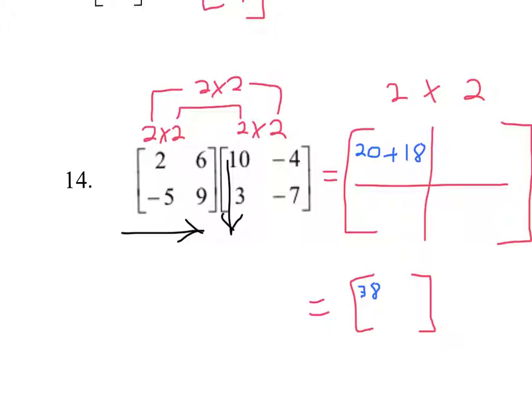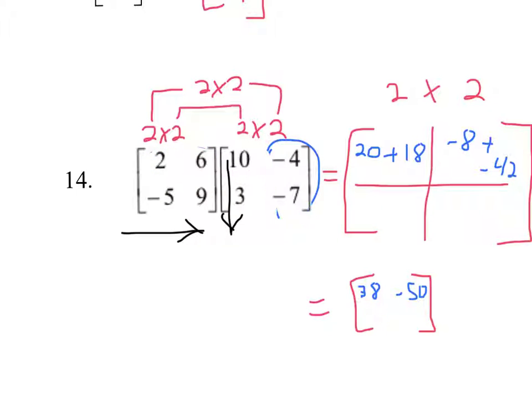The reason why we multiplied those numbers that we did is because this number here is in the first row and first column. So you're going to multiply the first row by the first column. If I move over to this number here, I'm still in the first row, but now I'm in the second column. So I'm going to multiply the first row by the second column. So I'll do 2 times negative 4 is negative 8, and then I'll do 6 times negative 7 is negative 42, and we'll add those. Negative 8 and negative 42 makes negative 50.